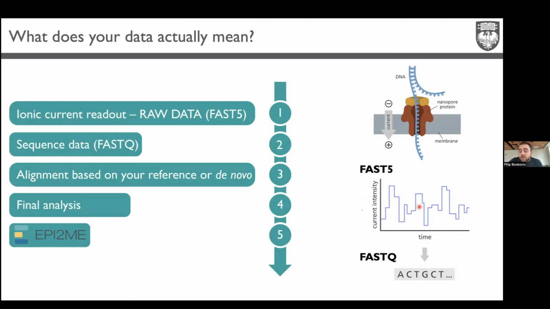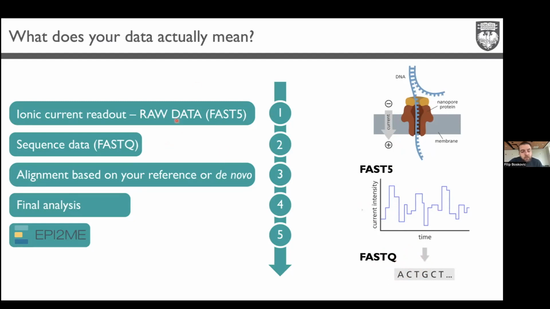And then the device, if you want in real time, creates this FASTQ file. This is basically just a sequence. So ACTG, CT, whatever. That's generally what you get. So you get both the files. You can use even the FASTQ file.